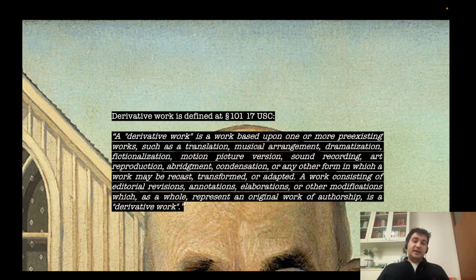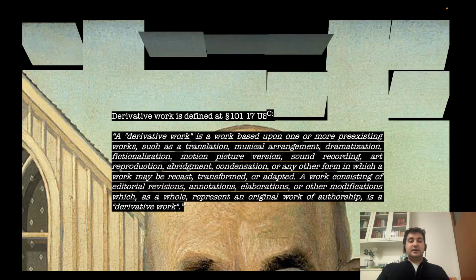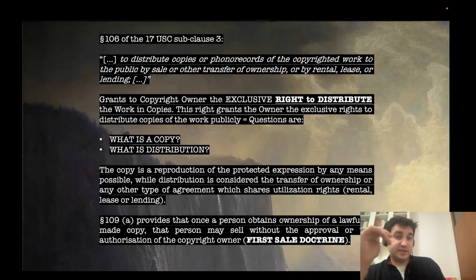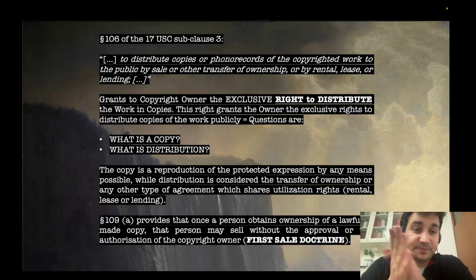A derivative work is defined in section 101 and basically is translation, all the neighboring rights basically. So translation, music arrangement, dramatization, fictionalization, motion picture version, and so on. Revision, annotation, elaboration, or other modification which, as a whole, represents an original work of authorship, is a derivative work. You see, okay.